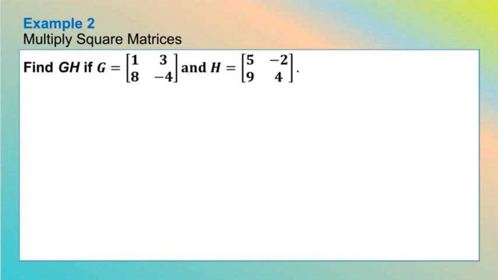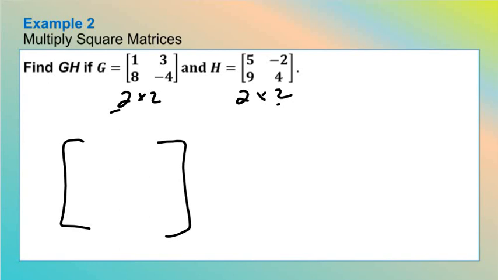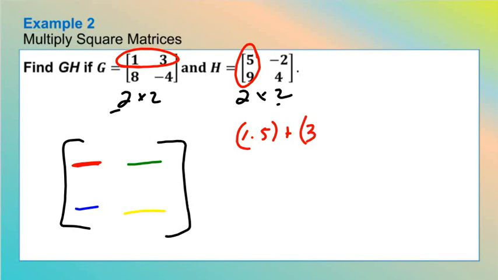Now we're going to do the multiplication. So this is a 2 by 2, and this is a 2 by 2, so my answer is going to be a 2 by 2. I'm going to have this one, this one, this one, and this one. To find this position, this is row 1, column 1. So I'm going to do 1 times 5 plus 3 times 9. So 5 plus 27 is 32.